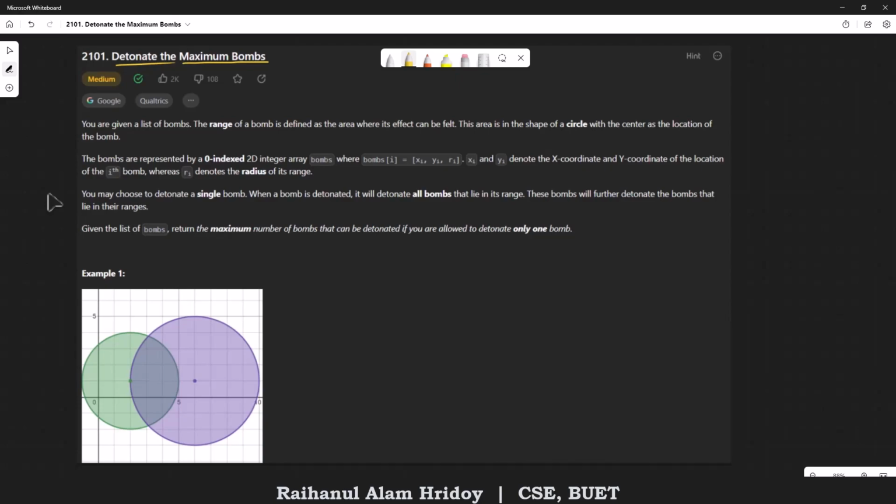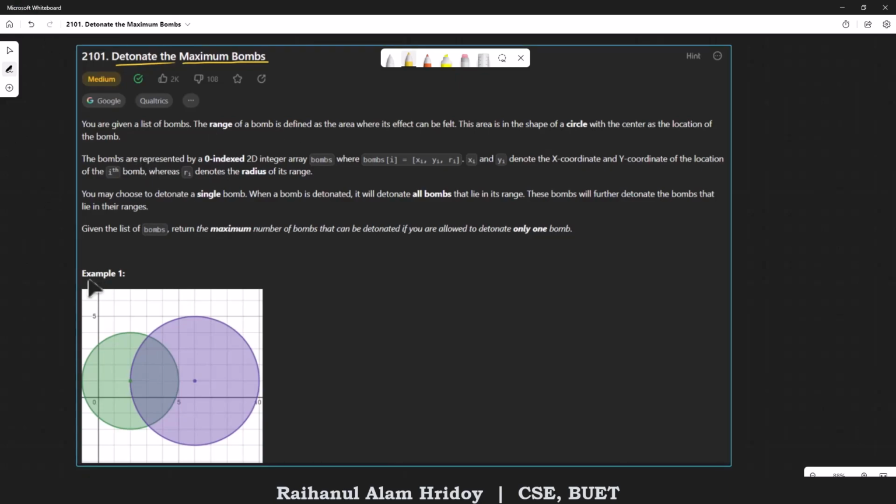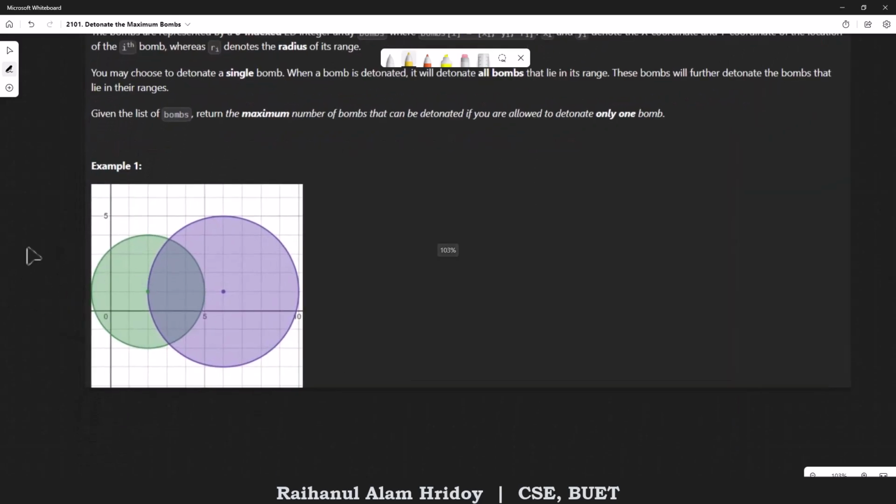Okay, so you need to have some predefined knowledge. I'm not giving the hint now. I'm just describing, then I'll give the hint for how you can solve this. So before reading, I'll just describe it. You are given some bombs.